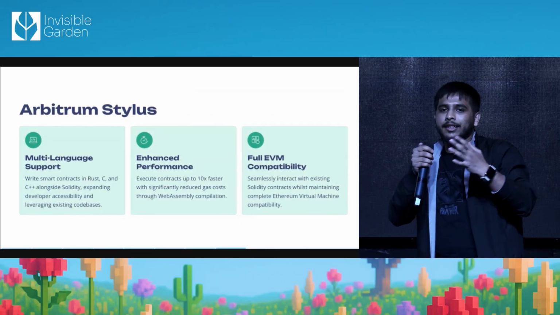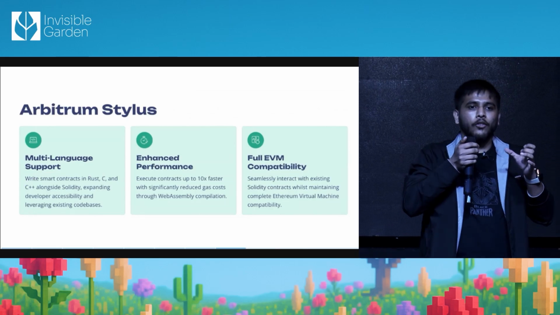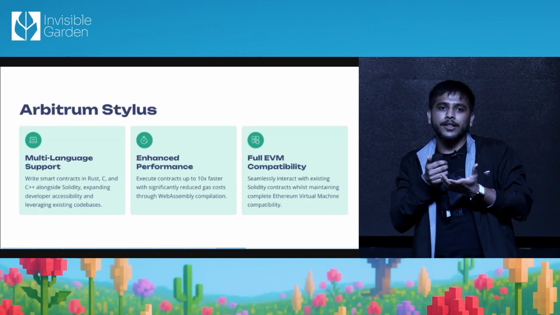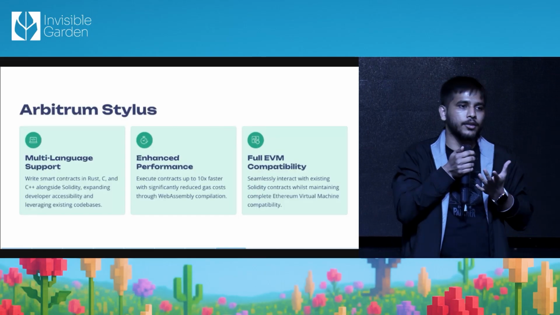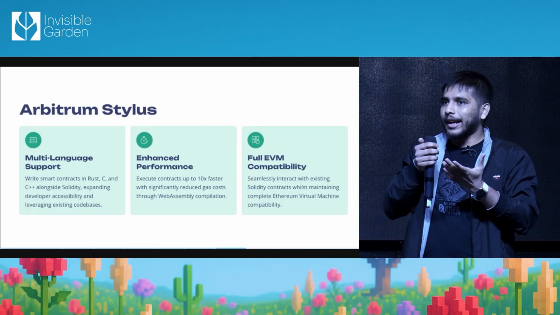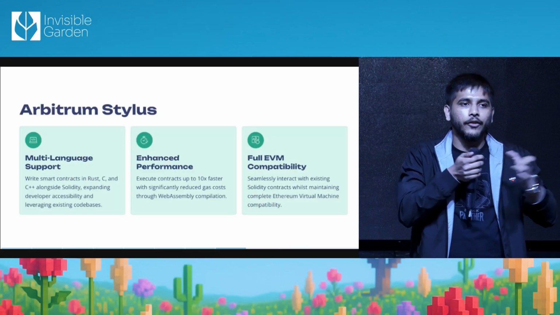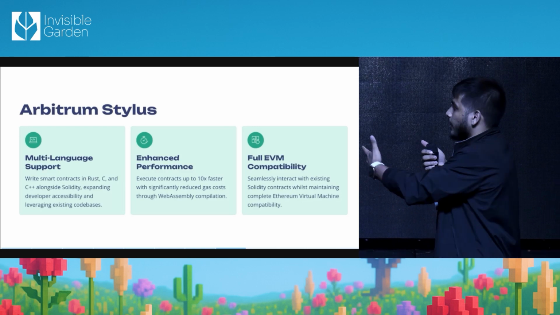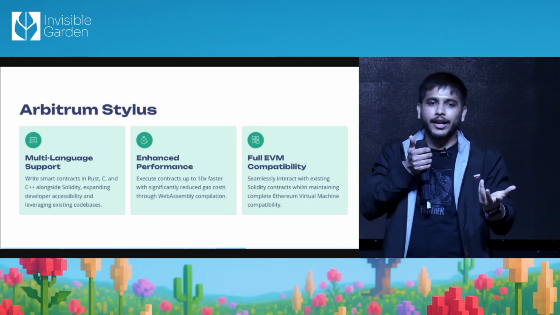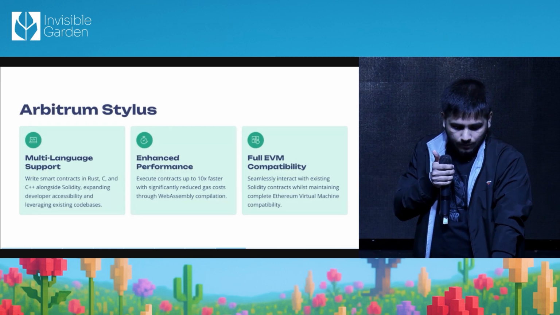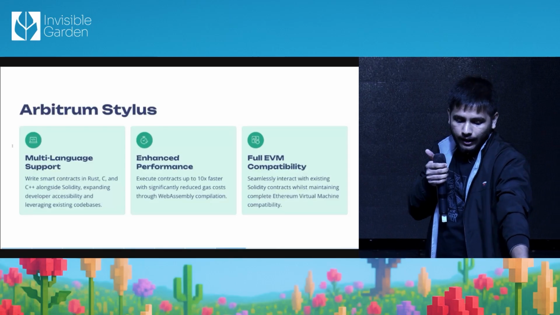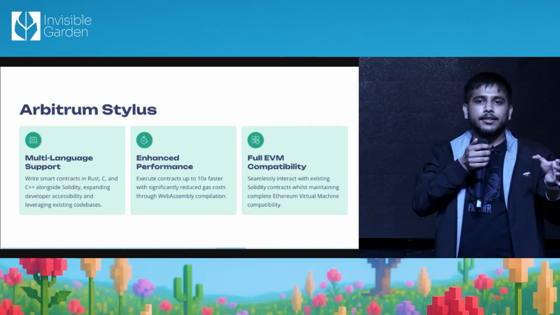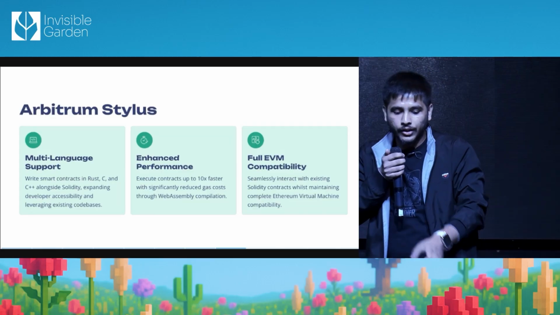So this is how Arbitrum works, and since WASM is at the core of Arbitrum, why not use the WASM binary to write contracts? Right now, if you're only writing in Solidity, why not use Rust, C++ and other languages to write contracts, which compile down to WASM, and then we use those contracts for interoperability. So it has multi-language support. You can write contracts in Rust, C and C++, and they remain interoperable with Solidity contracts as well.